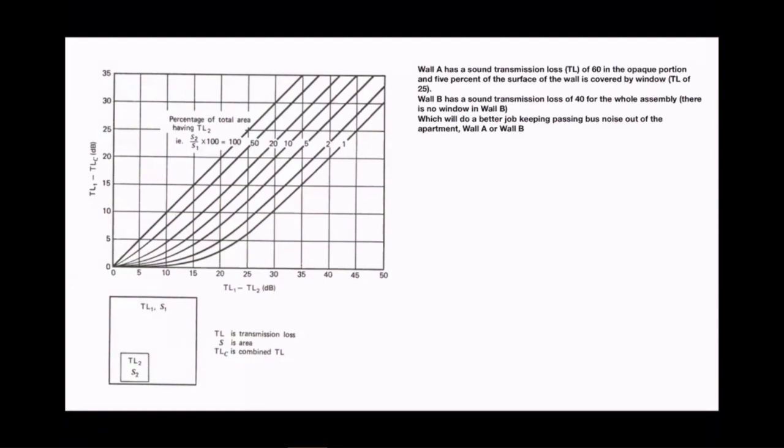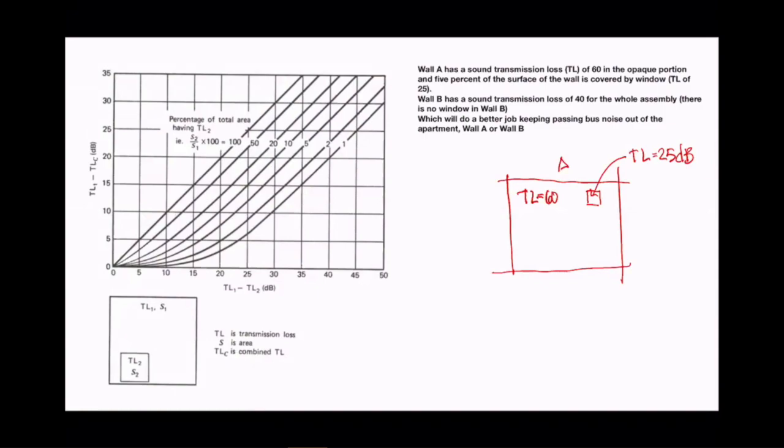So wall A has a transmission loss of 60, and it has a window that covers 5% of the wall surface in wall A, and that window has a transmission loss of 25 decibels.